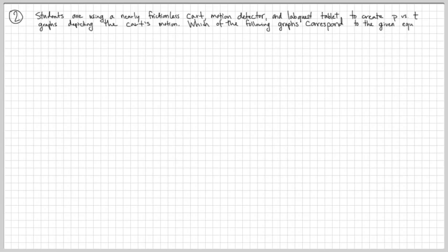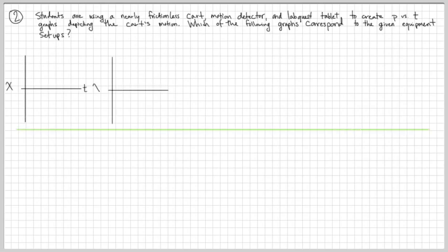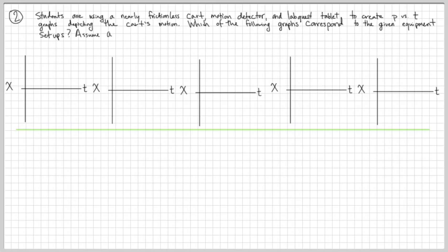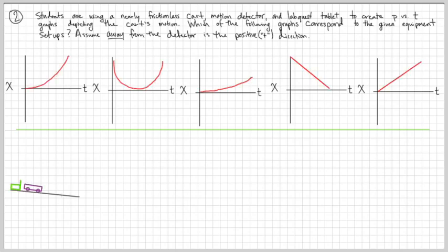In this question, students are using a nearly frictionless cart, a dynamics track, a motion detector, and a LabQuest tablet to create position versus time graphs depicting the cart's motion. Which of the following graphs correspond to the given equipment setup? First I will draw 5 graphs above my green line. We're going to assume that away from the motion detector is the positive direction, and you'll see once I draw up my equipment setups, they are going to be down below the graphs.